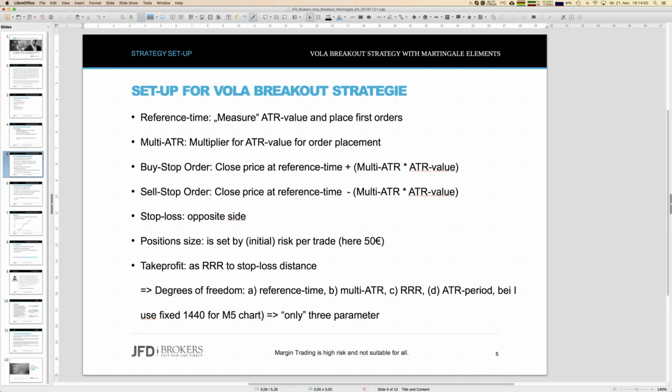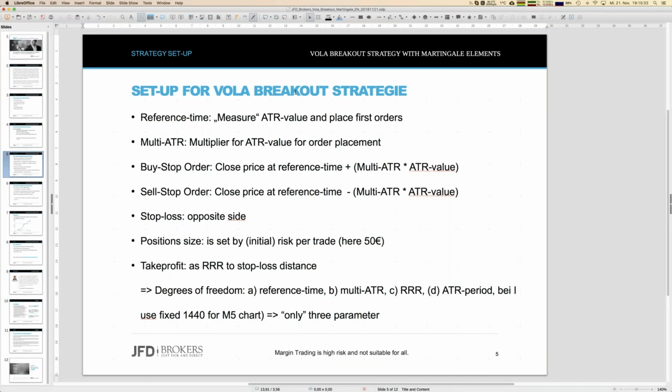Therefore, we need a first parameter, the reference time. Second parameter, we need a multiplier for that ATR value. And that is a distance where to place those orders. And we will place 2 orders. Since the strategy has breakout within its name, we place a buy stop order at the close price at the reference time plus multiplier times ATR value, and the sell stop order exactly on the other side. So that's quite simple. It's a standard breakout procedure. Stop loss for those orders is always the opposite side, so quite easy.